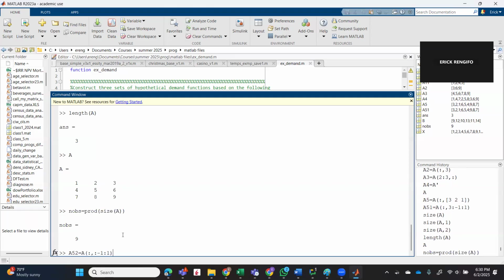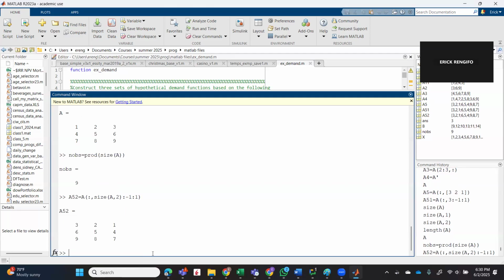Okay, so now I can do this one here. If I want to have this, what do I put here in order to make this more automatic? How do I capture the number of columns? It should be size of A, what? Columns is equal to 2, right? Then this should work. Make sense?